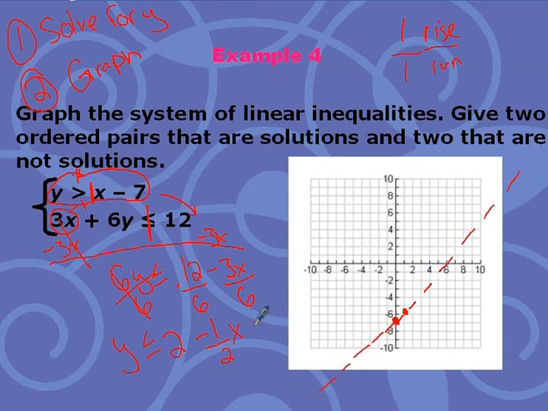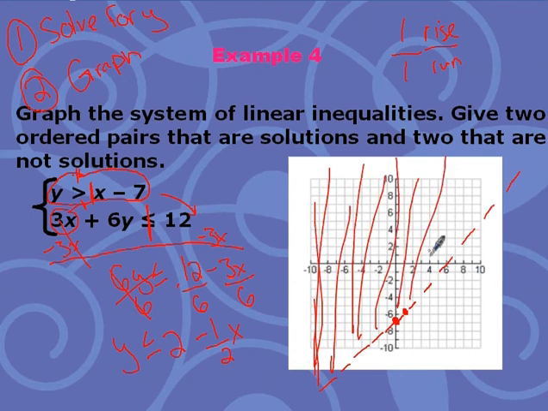All right, and now we need to shade it. Y is greater than the rest of the inequality. So since y is greater than, that's bigger than. Bigger means we shade up. So then we color in everything that's above that line we just made. Good, we're done with that one.